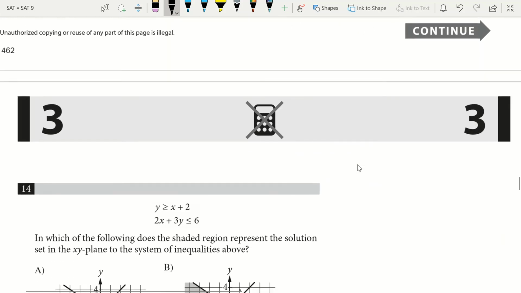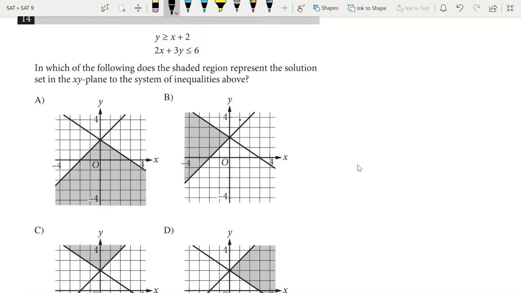All right, question 14. In which of the following does the shaded region represent the solution set in the xy plane of the system of inequalities above? I have y is greater than or equal to x plus 2. I got my equation x plus 2. That's this line right here. It has to be greater than. It has to be on this side, so I can get rid of A and I can get rid of D because they don't have that.